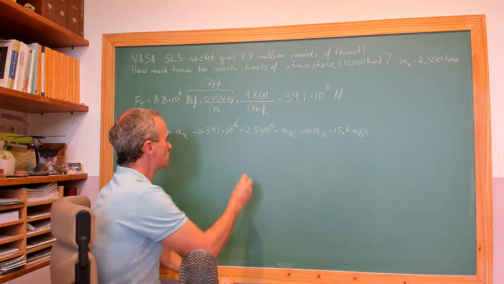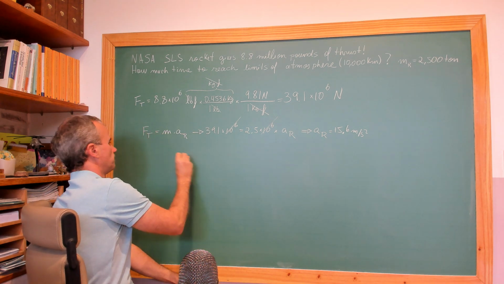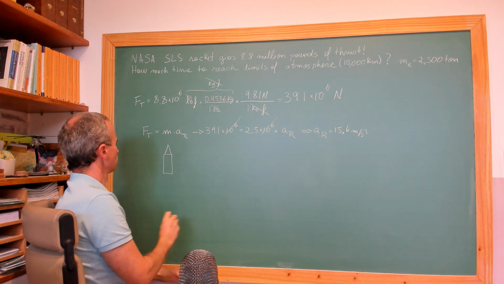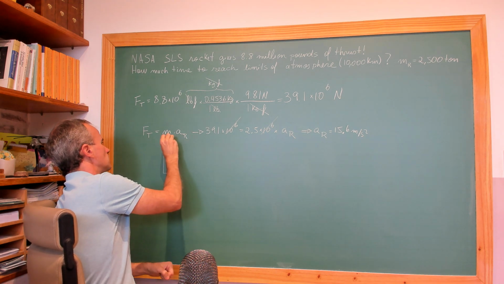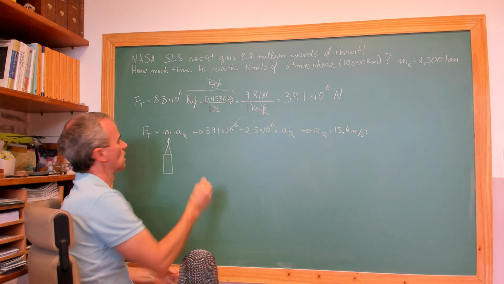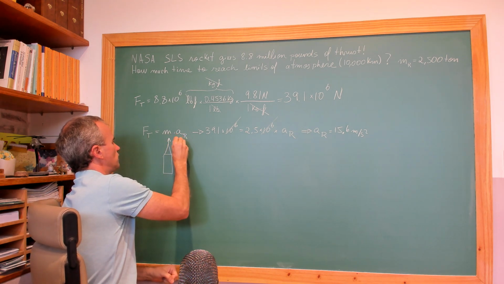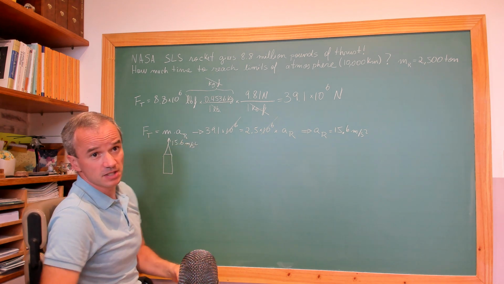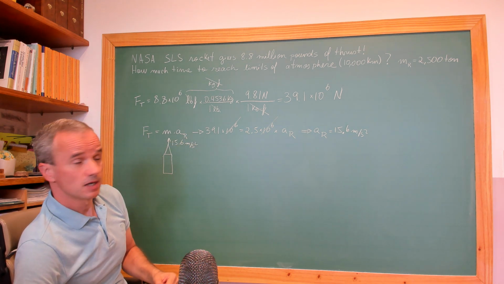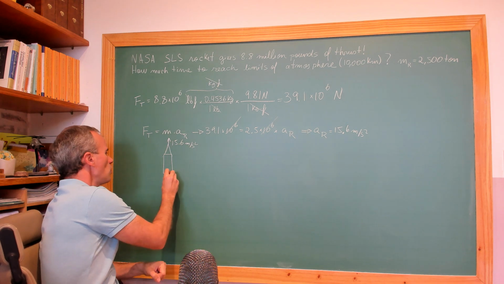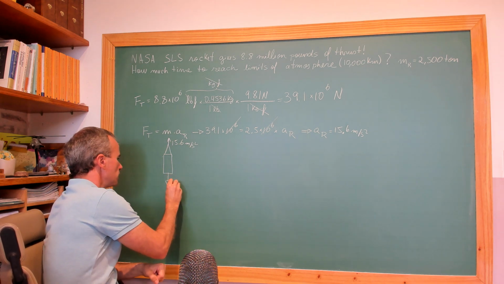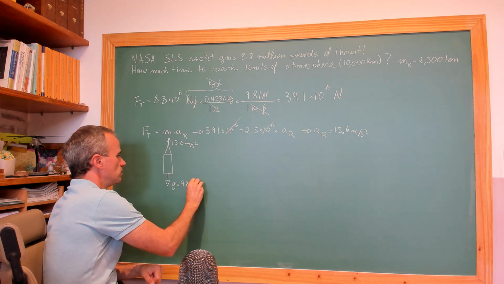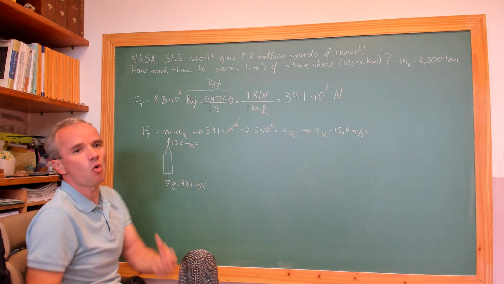But let's draw to see what's going on. Imagine this is our rocket. Now, we have a thrust giving 15.6 meters per second squared. This comes from the engines. But we also have gravity pulling down, and gravity is 9.81 meters per second squared. And this is the whole core of my video.